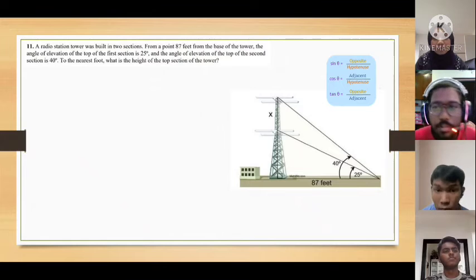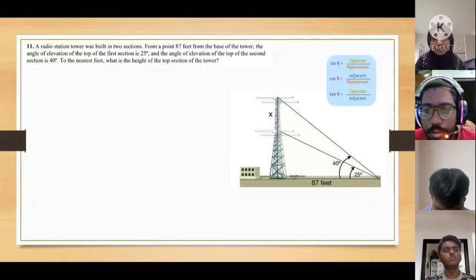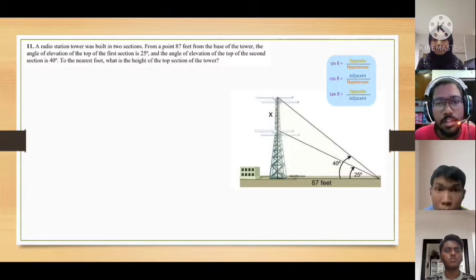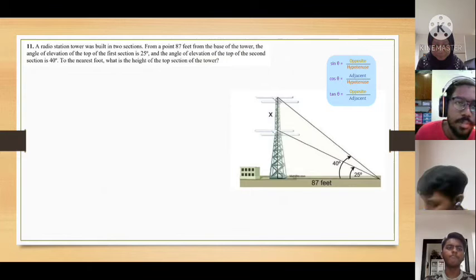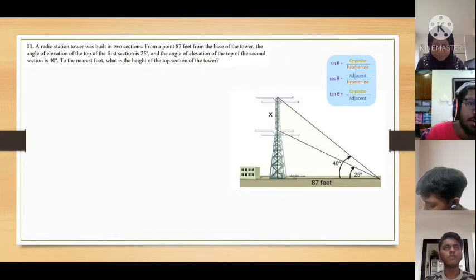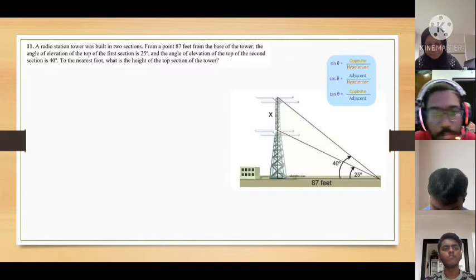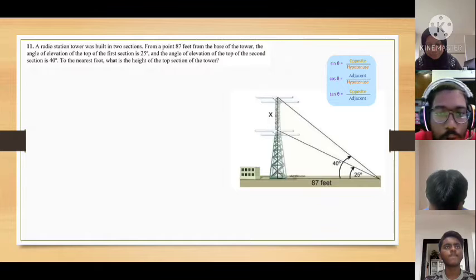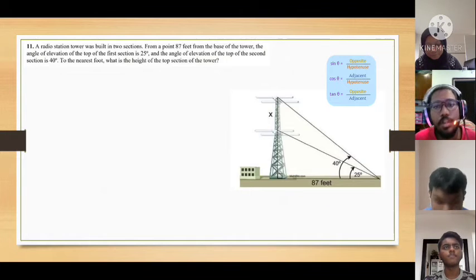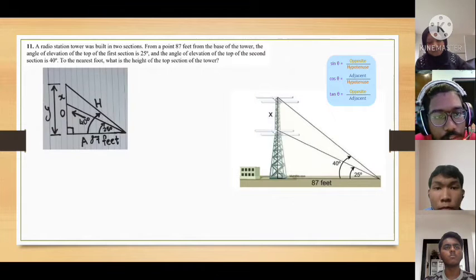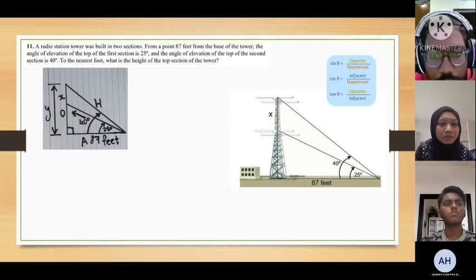Okay, this is another example of trigonometry used in architecture. A radio station tower was built in two sections. From a point 87 feet from the base of the tower, the angle of elevation of the top of the first section is 25 degrees, and the angle of elevation of the top of the second section is 40 degrees. To the nearest foot, what is the height of the top section of the tower?